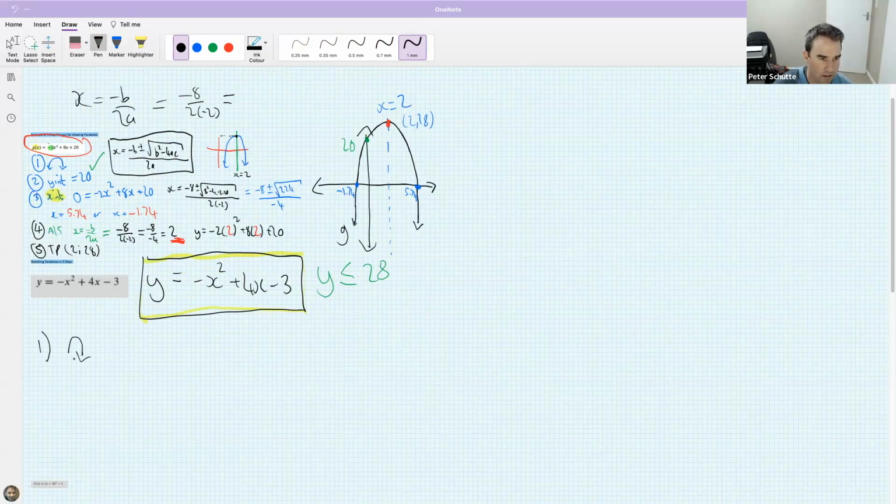So I think this is an unhappy graph. And I think it's pretty obvious that the y-intercept is minus 3.